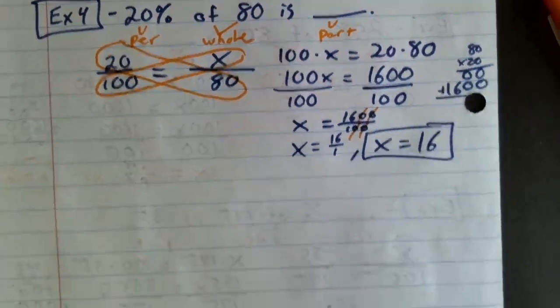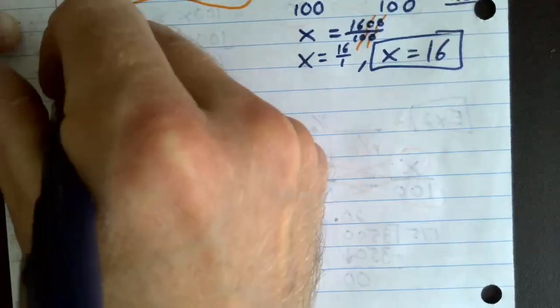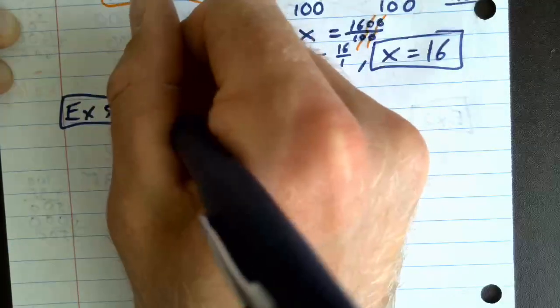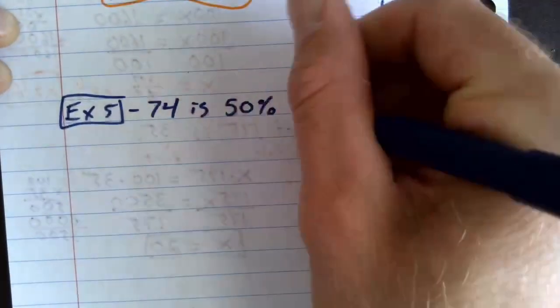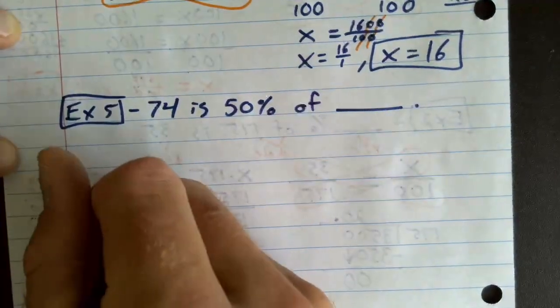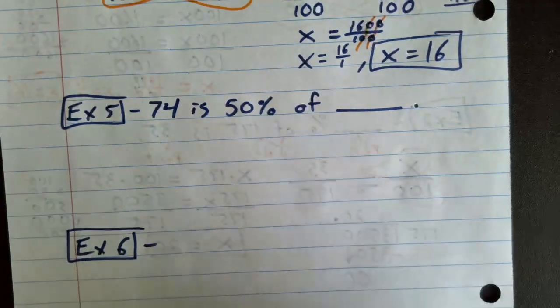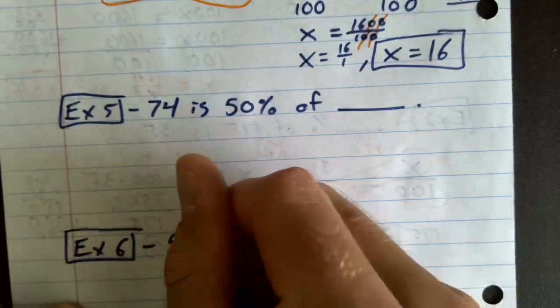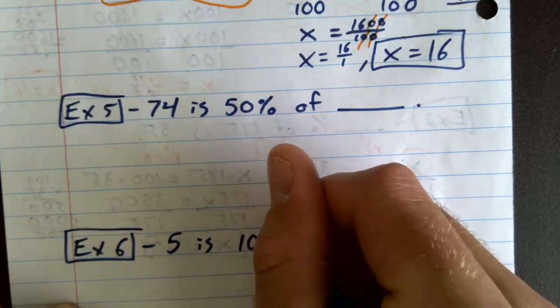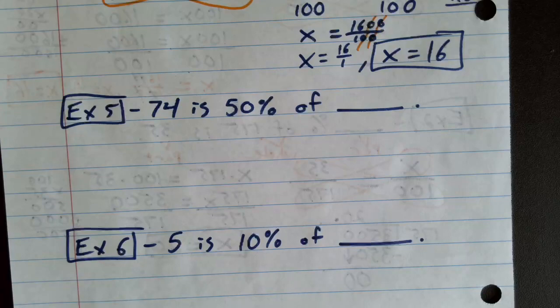Go ahead and try examples 5 and 6 on your own. Example 5 says 74 is 50% of blank. And example 6, skip a few lines for your work. Example 6 says 5 is 10% of blank. Go ahead and try 5 and 6 on your own.